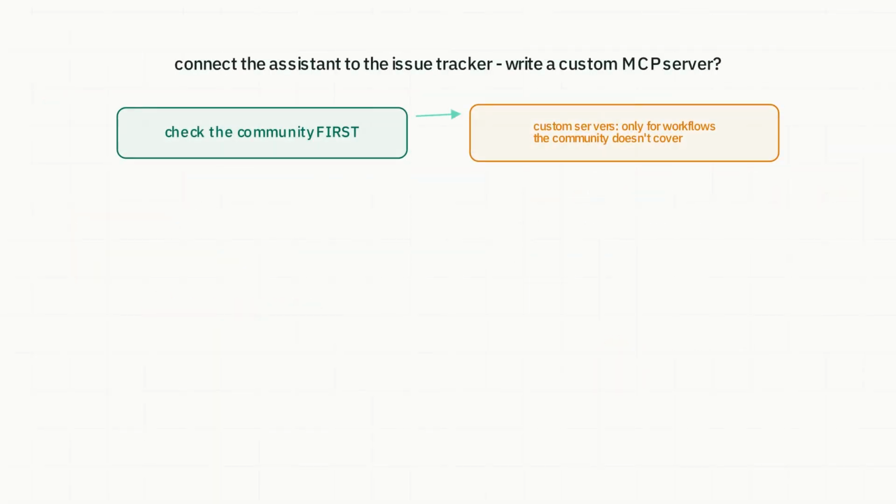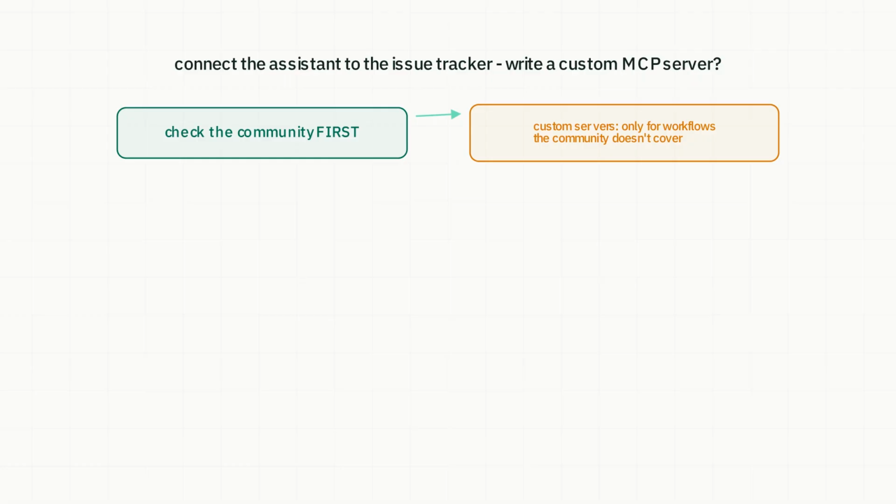Then the build or borrow judgment. The team wants the assistant connected to the issue tracker. Write a custom MCP server. The exam's answer, check the community first. Established MCP servers exist for common systems. Custom servers are for the workflows the community genuinely doesn't cover.